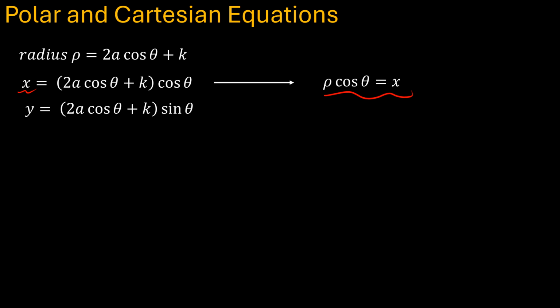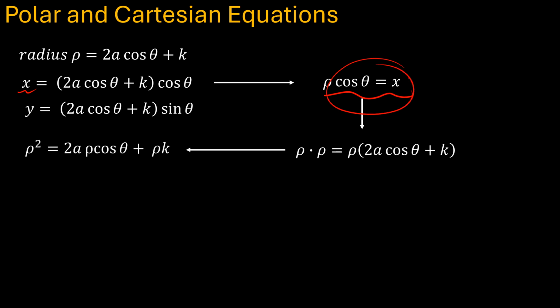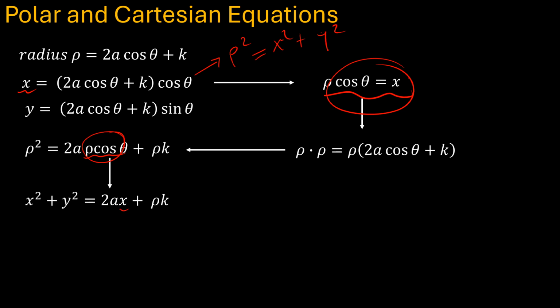From this expression, it's easy to see that rho cosine theta is just another form of what we have here. Rho cosine theta is x, and if we multiply rho onto both the left and right hand side of this expression, we have rho squared being equal to 2a rho cosine theta plus rho k. So from here, it's also easy to see that if we square rho, it's the same as x squared plus y squared. So if we plug x squared plus y squared in place of rho squared, we get x squared plus y squared equals 2a, in place of rho cosine theta here we have x, so that will be equal to 2ax plus rho k.